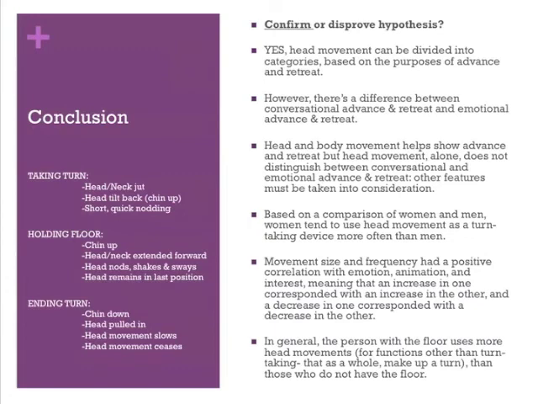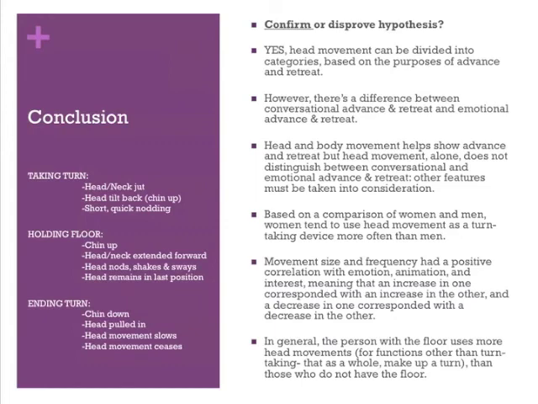Head movement can be divided into categories based on the purposes of advance and retreat. However, there's a difference between conversational advance and retreat and emotional advance and retreat. Head and body movement helps show advance and retreat, but head movement alone does not distinguish between conversational and emotional advance and retreat. Other features must be taken into consideration.